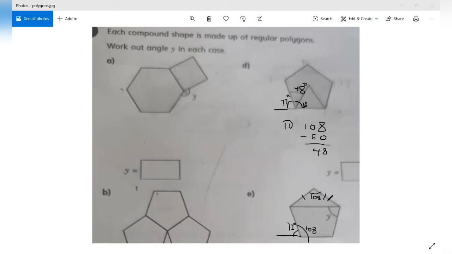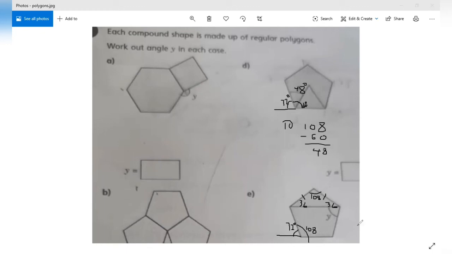So angles in a triangle add up to 180. So if you take 108 from 180, you have 72 left. So it makes this bit 36 for the bottom of the isosceles triangle. Remember, base angles of an isosceles triangle are the same. So if you add 108 plus 36 plus 36, you get 180 for the triangle.